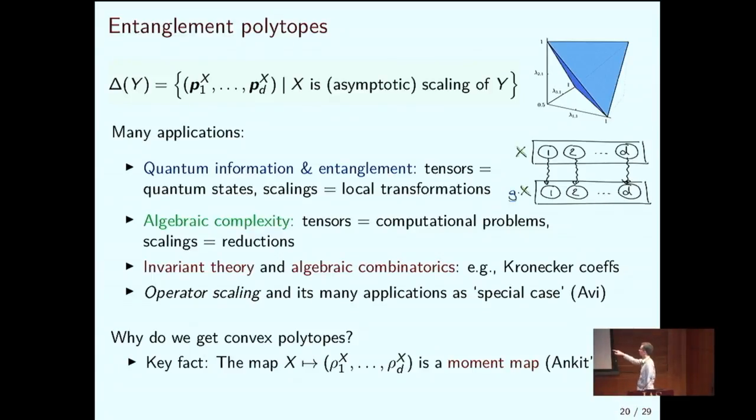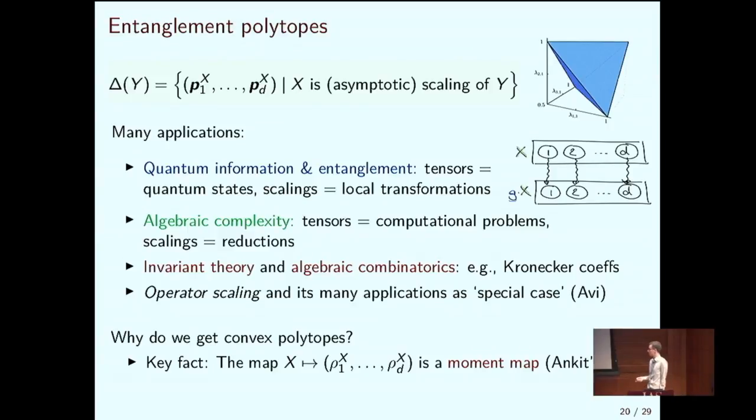We may or may not later see that there's a connection to invariant theory. For example, the famous Kronecker coefficients appear in this scenario. The polytopes describe aspects of the asymptotics, so that's interesting for a different field. And if we looked at tuples of tensors, then a special case would be operator scaling, with all these amazing applications that we already heard about yesterday.